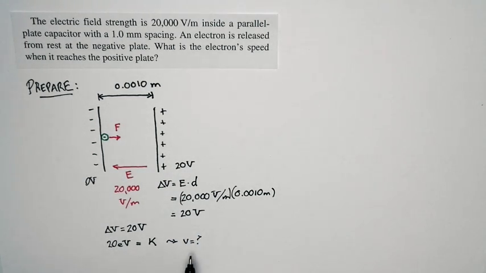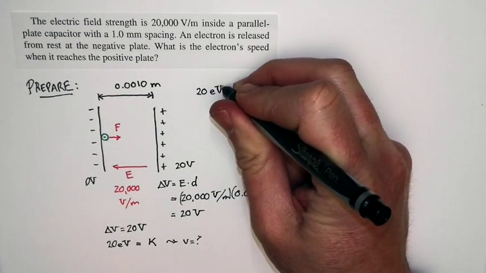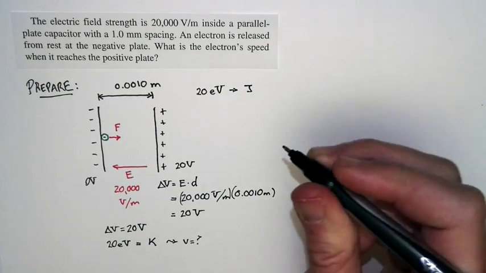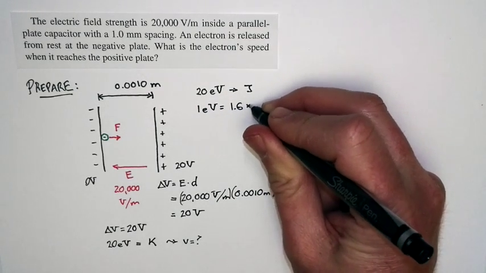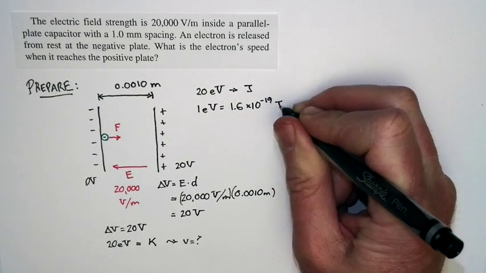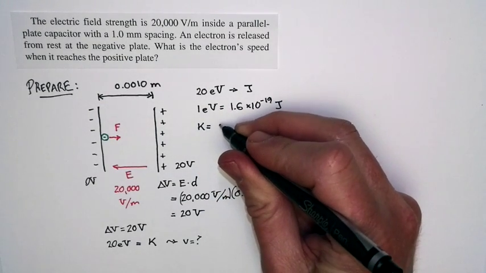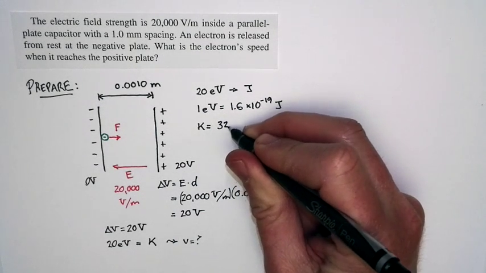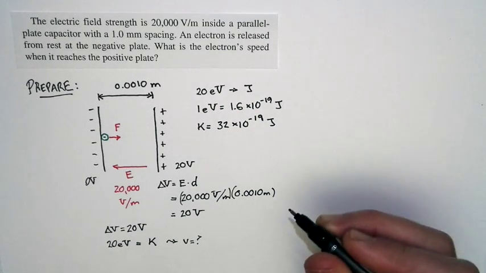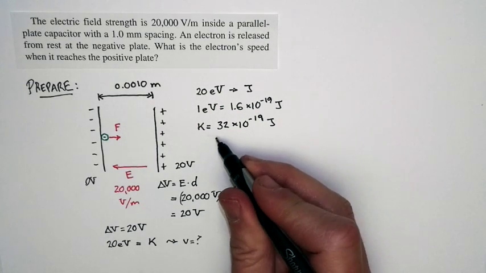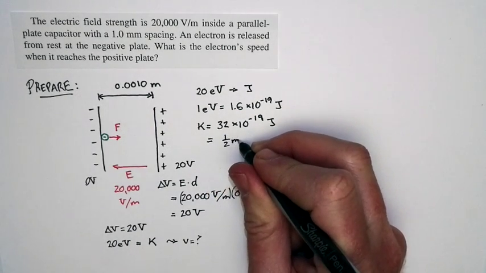Well, if we're going to do a calculation of speed, we have to convert the 20 electron volts into joules. And remember, 1 electron volt is equal to 1.6 times 10 to the negative 19th joules. And so the electron finishes with a kinetic energy of 32 times 10 to the negative 19th joules, because it's got 20 electron volts. So the electron's final kinetic energy is this. Well, that kinetic energy, of course, is just equal to 1/2 mv squared.